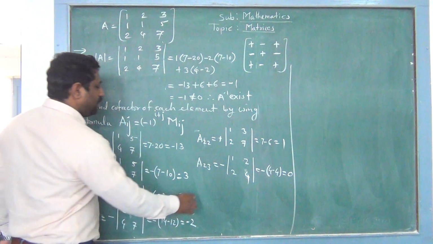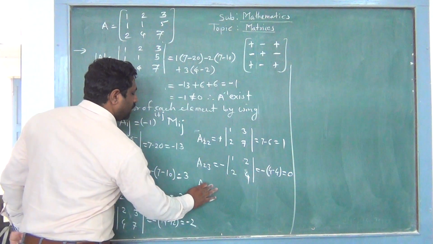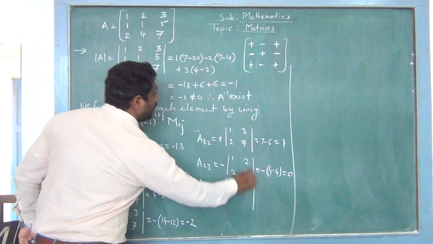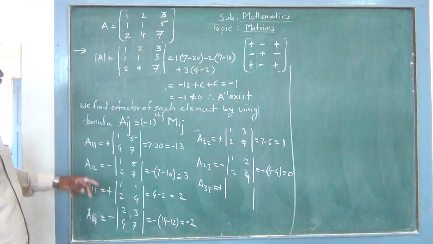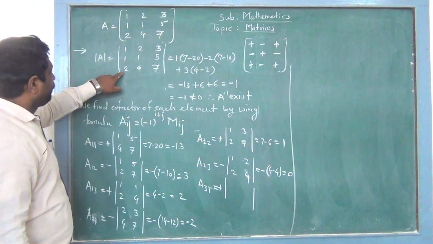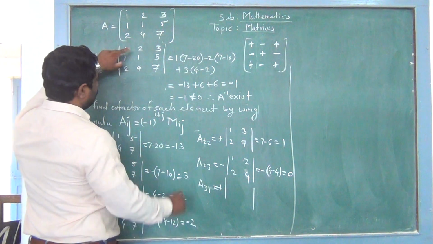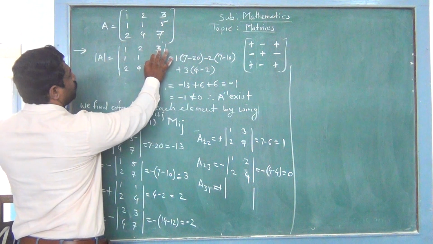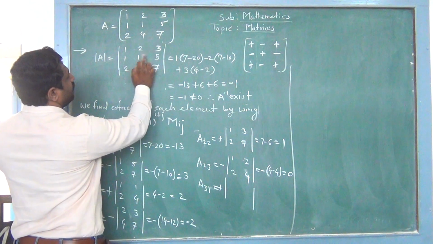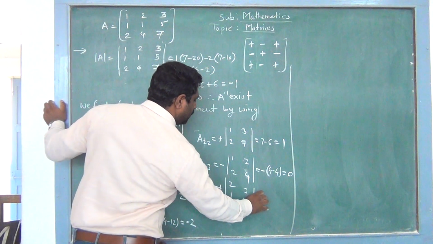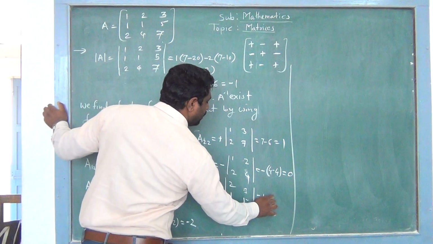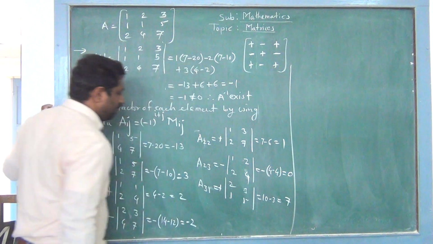Now A31 has the sign plus. Therefore, deleting the third row and first column, we get 2 3 1 5, and so 10 minus 3, that is 7.